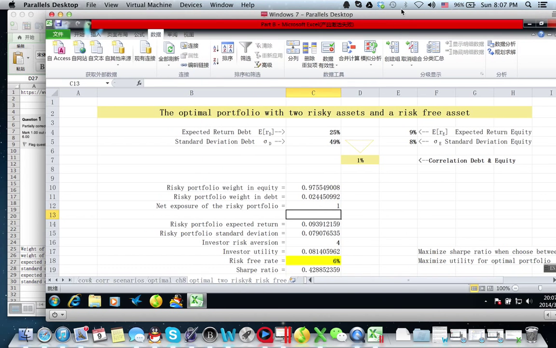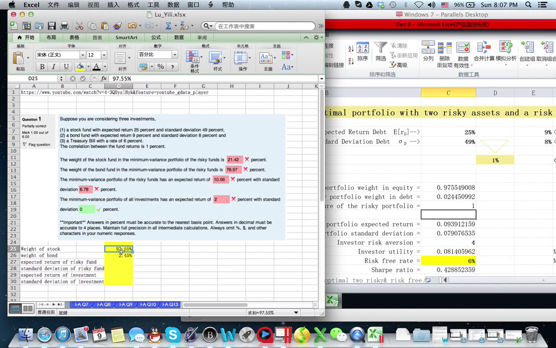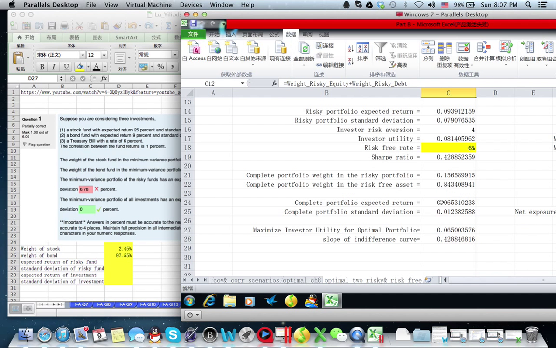Yes, so we got our answer. Therefore, the weight of stock will be 97.55%. Sorry, that's the bond. So weight of stock will be 2.45%, and weight of bond will be 97.55%.